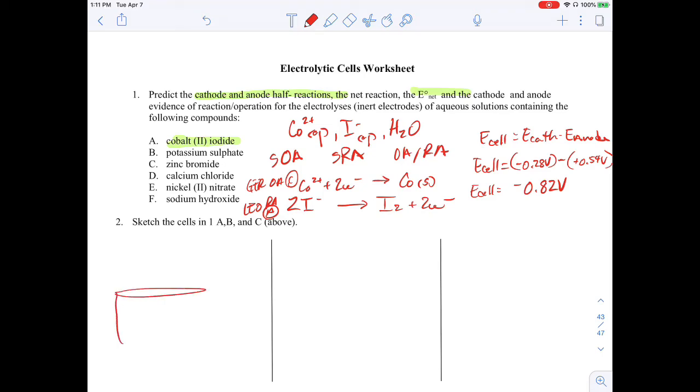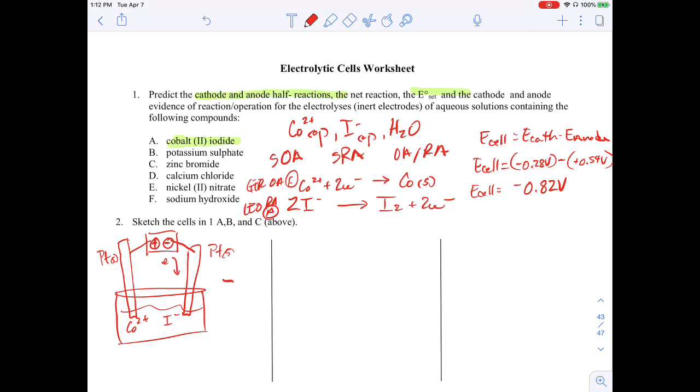If I wanted to draw a diagram of it, I've got a container in here. It's got cobalt 2 ions and iodide ions. And we're going to need inert electrodes going into here. Call them platinum or carbon, doesn't really matter. But right now it's got to be connected to an external power source. And so if my positive is here and my negative is here, electrons are going to the negative side.